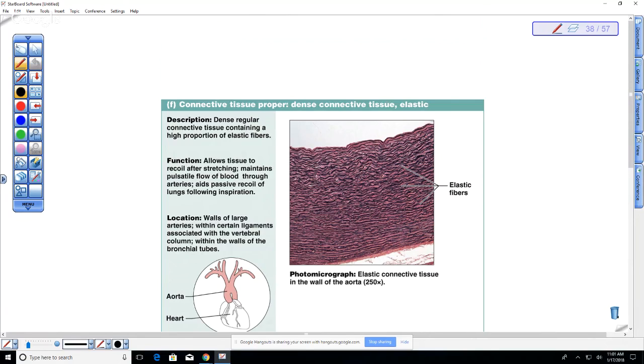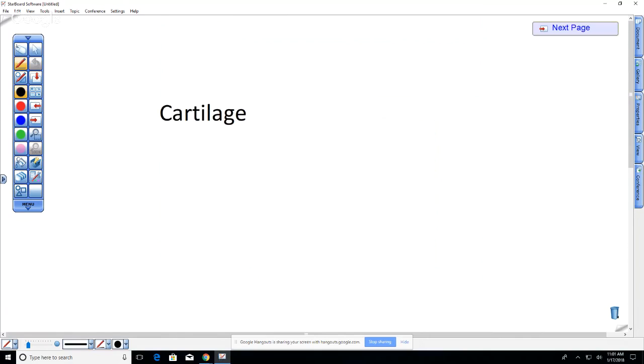Okay, so that is connective tissue proper. Everything that we talked about was the proper, right, the connective tissue proper. So now we're going to talk about other types of connective tissue. So one of these is cartilage. And we're going to spend more time on cartilage when we get to the skeletal system. So we'll talk about the different places that we find cartilage in our skeleton.